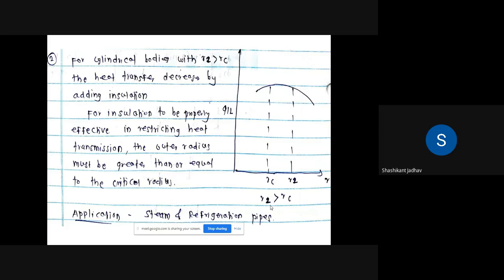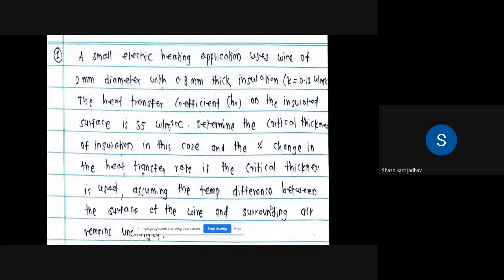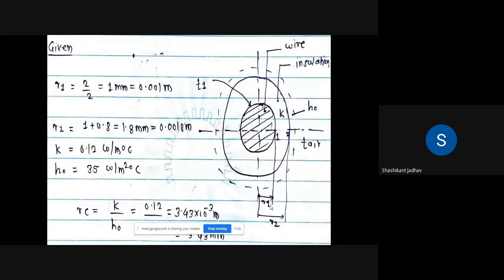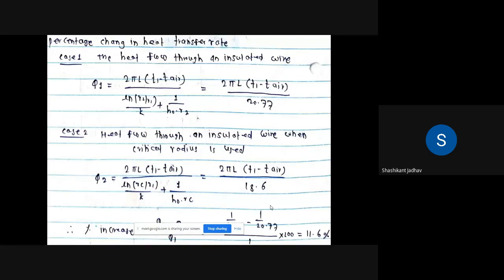Then after that we have solved two problems related to the critical radius of insulation. In that we have calculated the critical radius of insulation and the percentage increase in heat dissipation. In the first problem, the radius was given, and by using the equation we found the value of Q1. Similarly, in the second case, heat transfer is maximum at the critical radius, so according to the critical radius we wrote the equation for Q2 and found its value. From that we found the percentage increase, that is 11.6%.